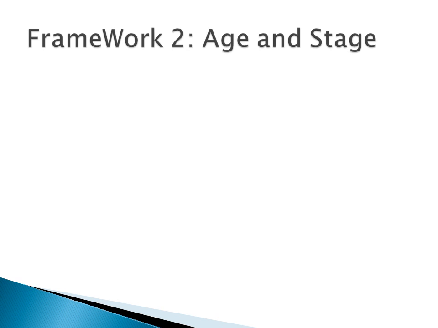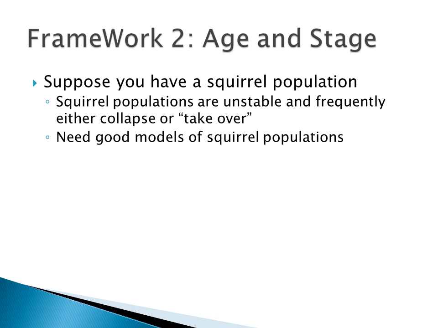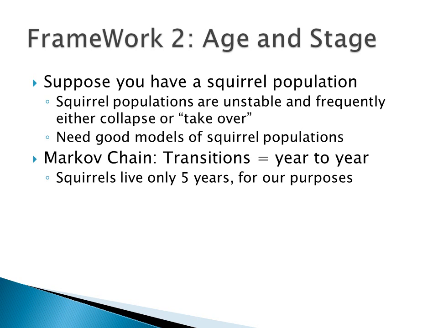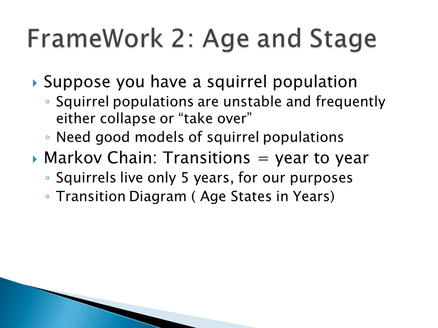Framework 2 I call age and stage. So suppose you have a squirrel population. Squirrel populations are unstable, frequently either collapse or take over an entire woods. You need good models. Again, you use Markov chains. So for our purposes, squirrels only live about 5 years.